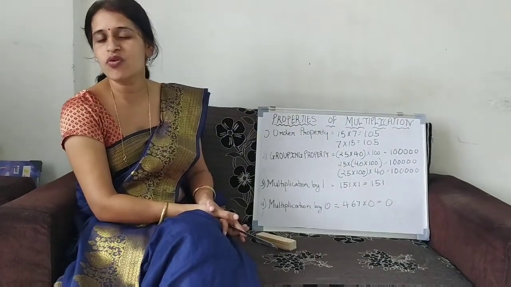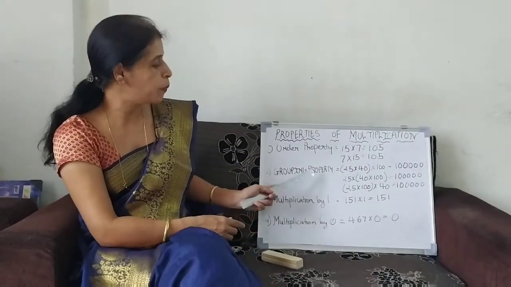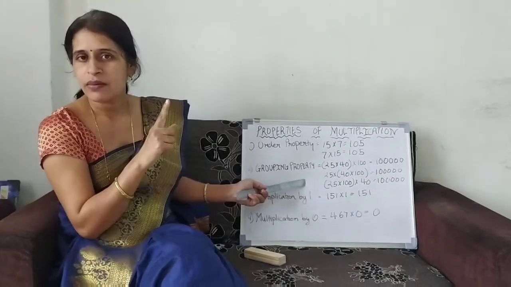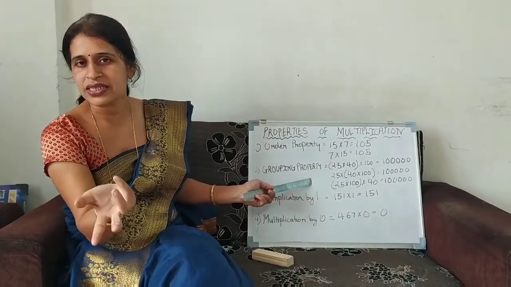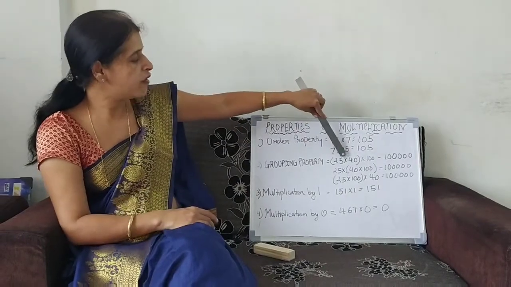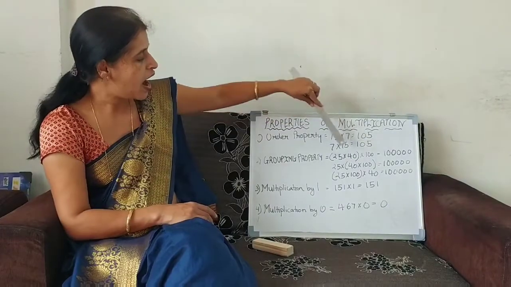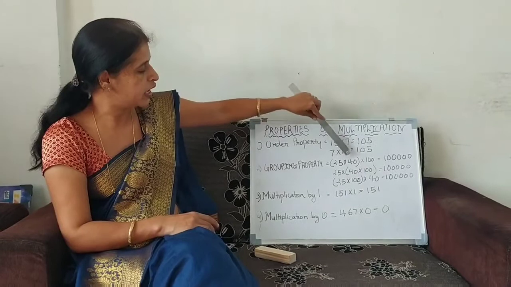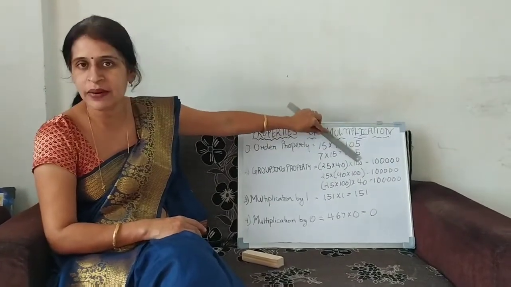Okay. Now let's move on to the second property. The second property is your grouping property. Grouping property. This was done in addition and subtraction also. We group the numbers, but the answer we get is the same. See, I have three numbers, 25, 40 and 100. There is a bracket enclosing 25 and 40. So 25 and 40 are in the bracket and 100 is outside the bracket.